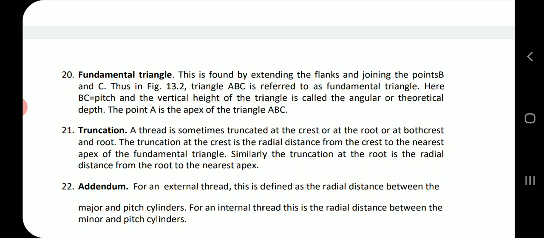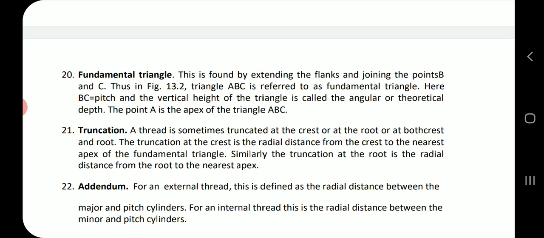Truncation. A thread is sometimes truncated at the crest or at the root or at both crest and root. The truncation at the crest is the radial distance from the crest to the nearest apex of the fundamental triangle. Similarly, the truncation at the root is the radial distance from the root to the nearest apex.